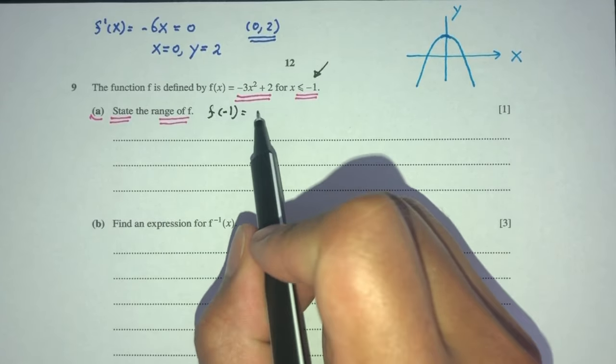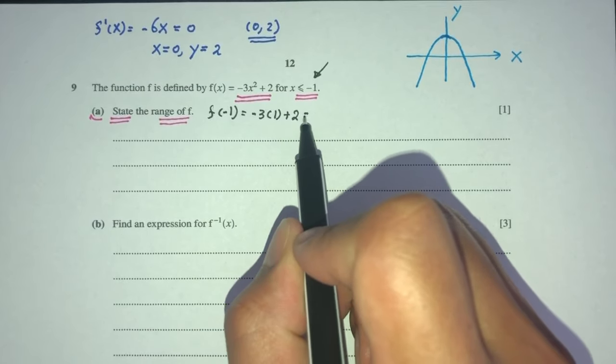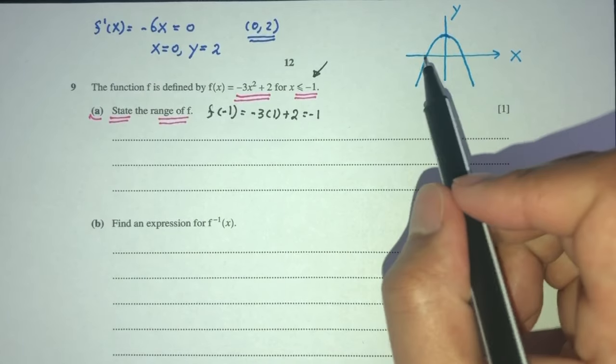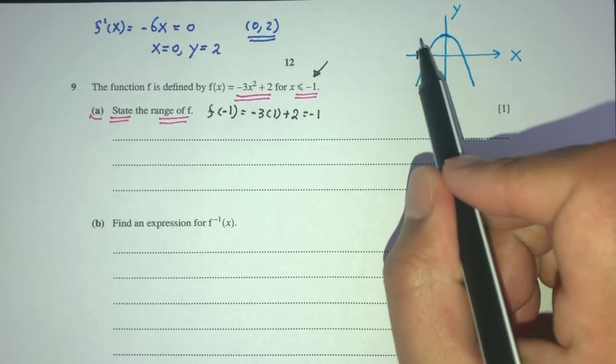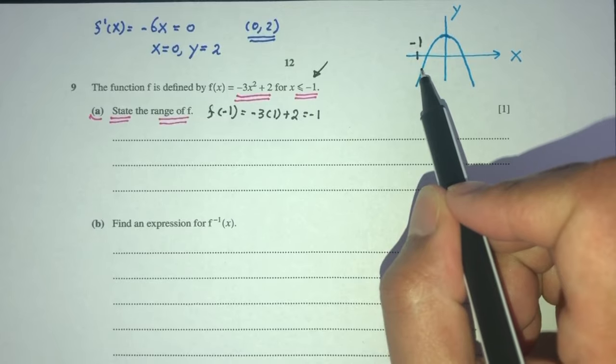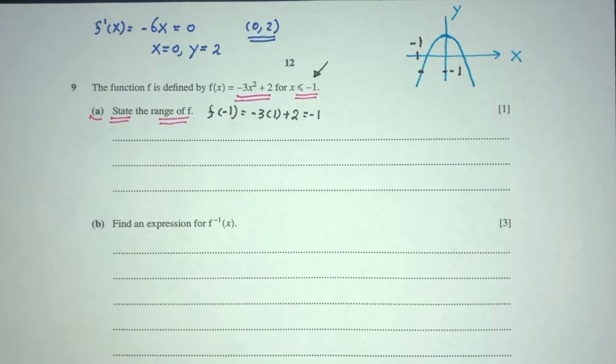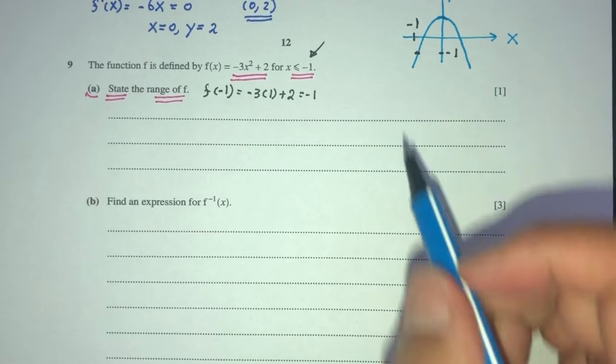That should be minus 3. That will become 1 plus 2. That will be minus 1. So basically, when the value of x is minus 1, the value of y is also minus 1. So what does that mean? It means that the graph is only defined for which part?